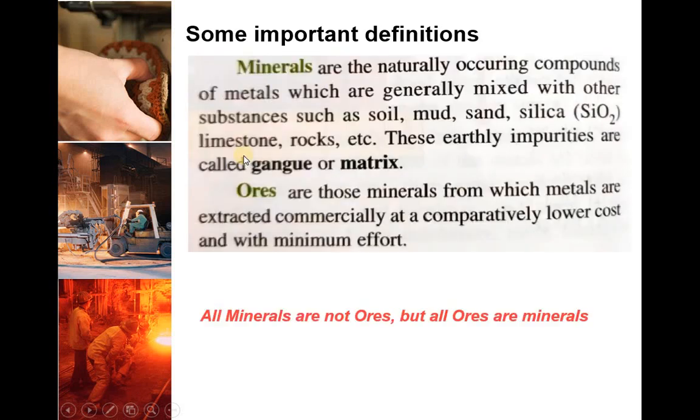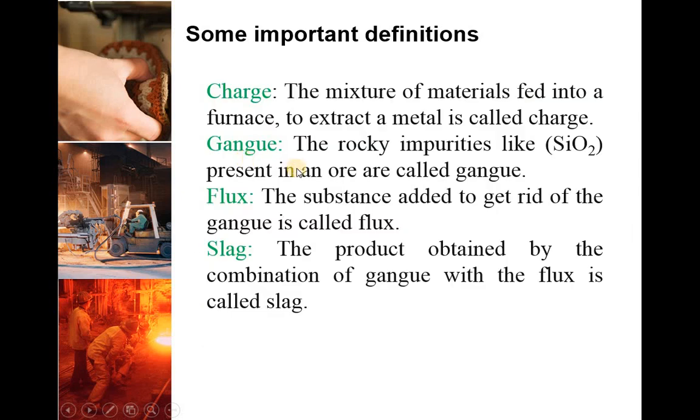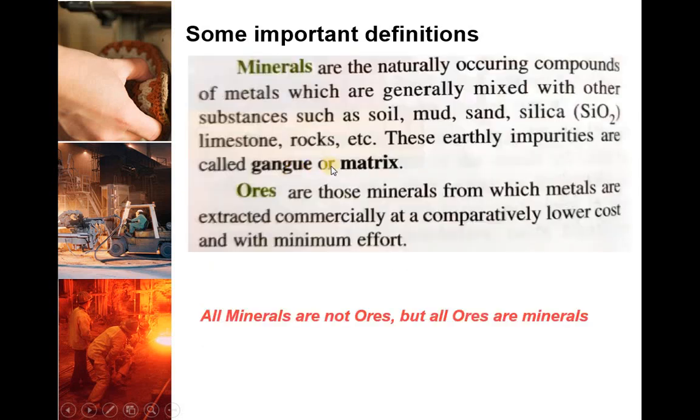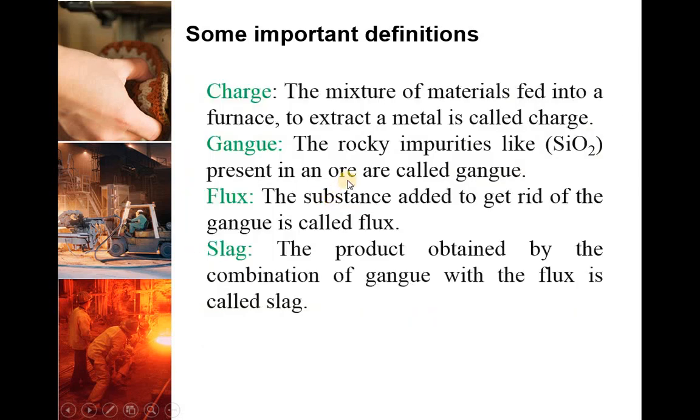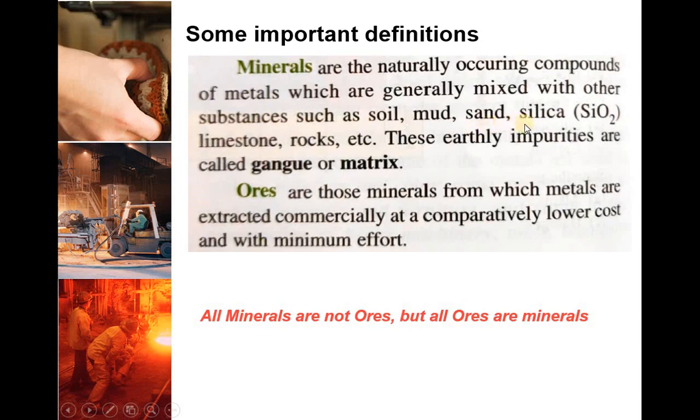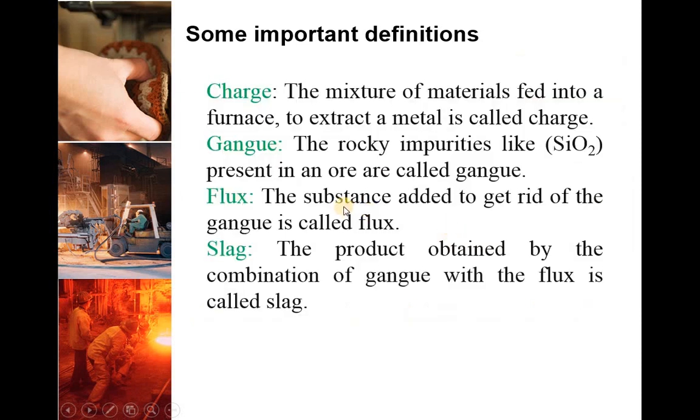Now gangue. Gangue we have already seen. Gangue or matrix, that is rocky impurities like SiO2 etc., or earthy impurities, sand, silica, mud etc., all these are called gangue. These are present in an ore because you are getting the ore from the earth.